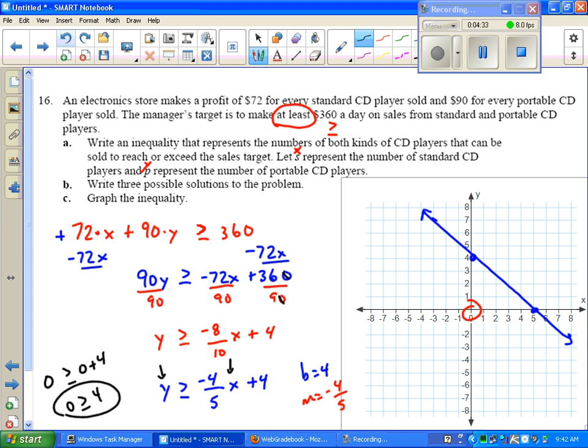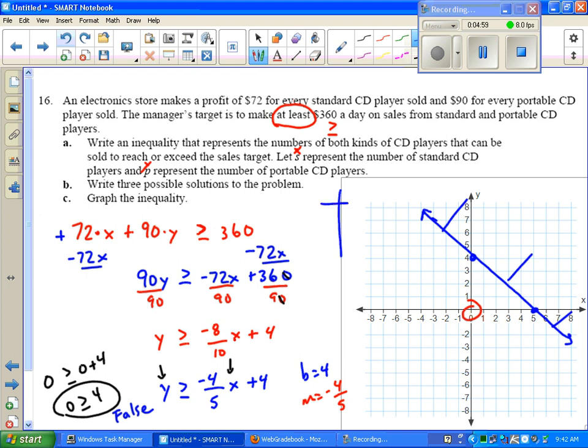You have to determine the truth value of that inequality. 0 is greater than or equal to 4. That is not true. That is a false statement. And since it's false, everything over here on the 0, 0 side is not right. So it has to be everything on this side of the line is correct. B tells you to write 3 possible solutions to the problem. And you could have done anything.